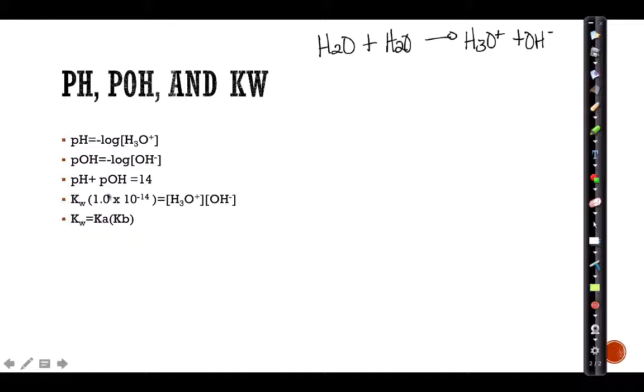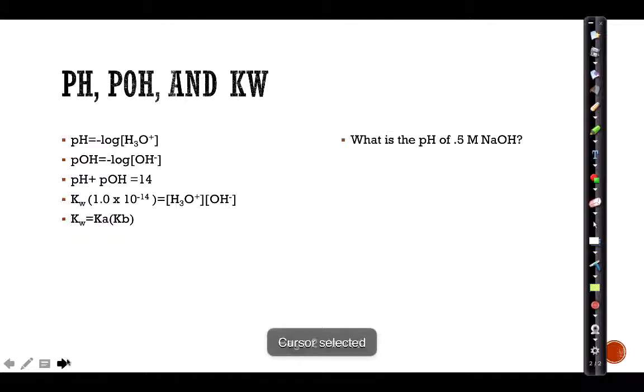Now, Kw, which is this number, is also equal to the Ka times the Kb, and that becomes important if you're dealing with a base and they give you the Kb. Depending on what you're doing, you may need to solve for the Ka. So remember, if you get stuck on a problem, I suggest maybe you pull out the reference sheet and see if maybe there's a formula that you can use that maybe you've forgotten about. All right, so let's look at a problem.